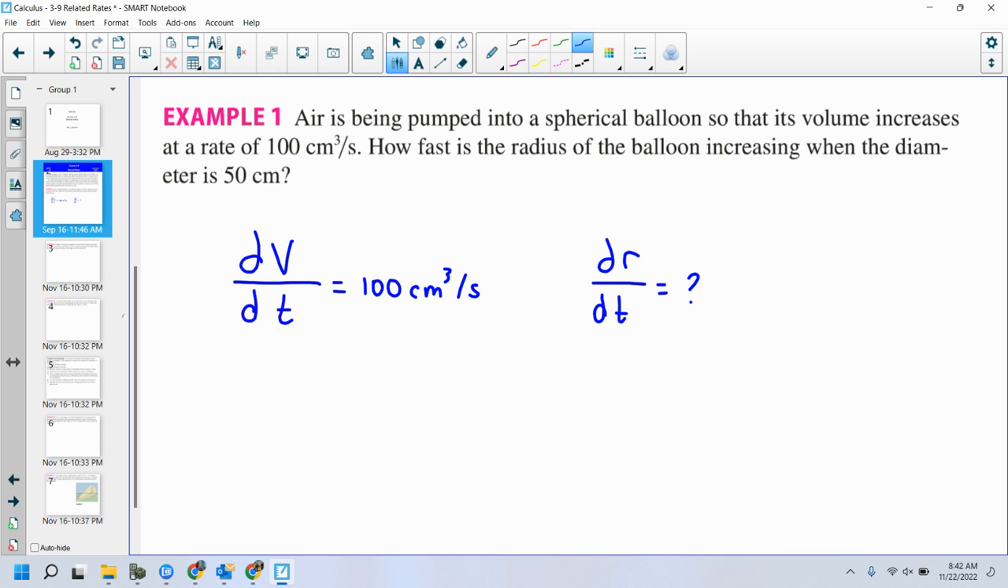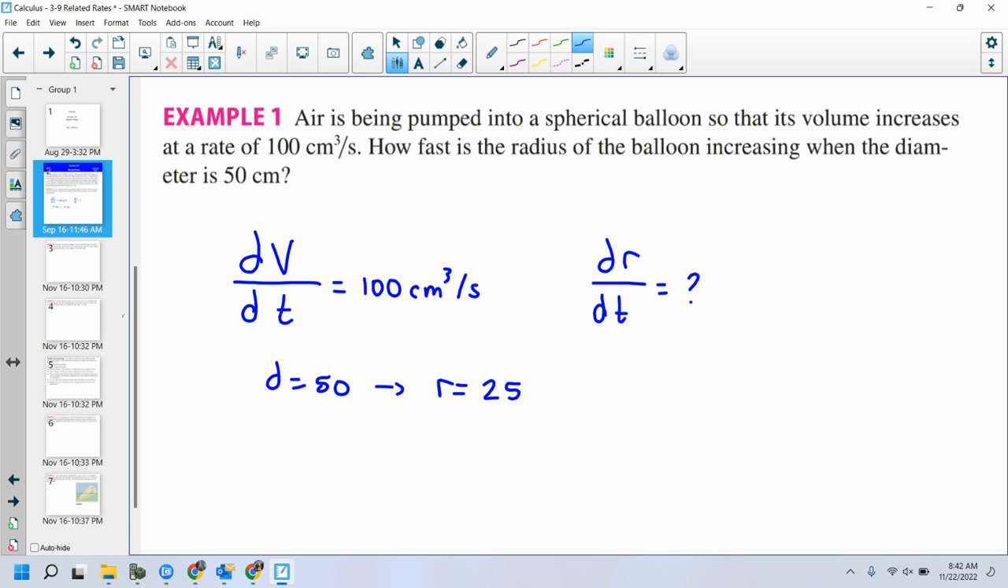Well, when do we want to find this? We want to find this when the diameter is 50. So in terms of a radius, what is that? 25, right? So when radius is 25, we want to find dr/dt when r is 25. We want to find the slope when r is 25. We want to find the instantaneous rate of change when r is 25.